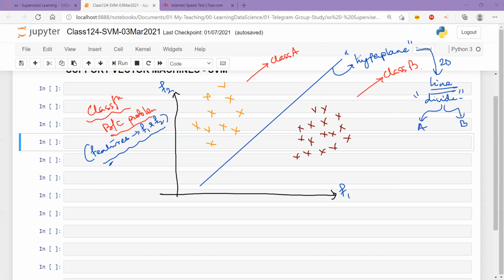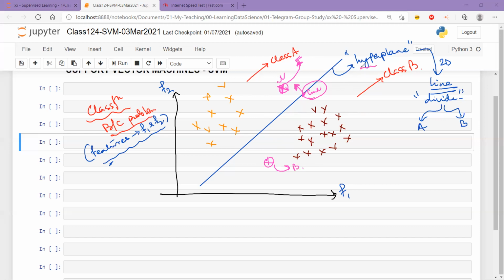Using this divide, I am able to say whether something belongs to class A or class B. For example, if tomorrow I get a new point which is over here, then because it falls on the class A side as compared to the line, I see that this point has a very high probability to belong to class A. Hence, I tag this as class A. If my point was here, then I would have tagged this as class B.